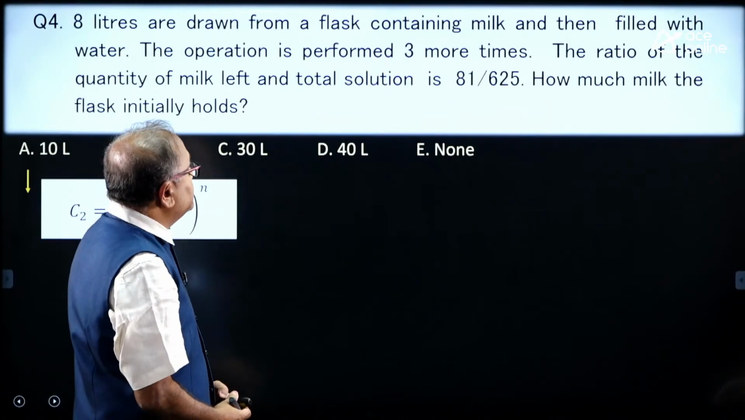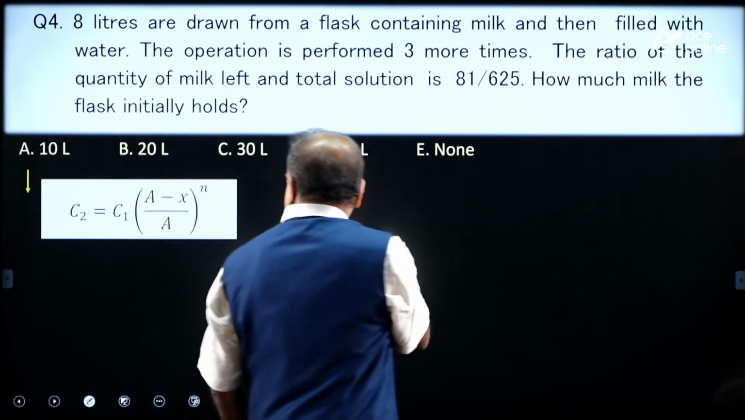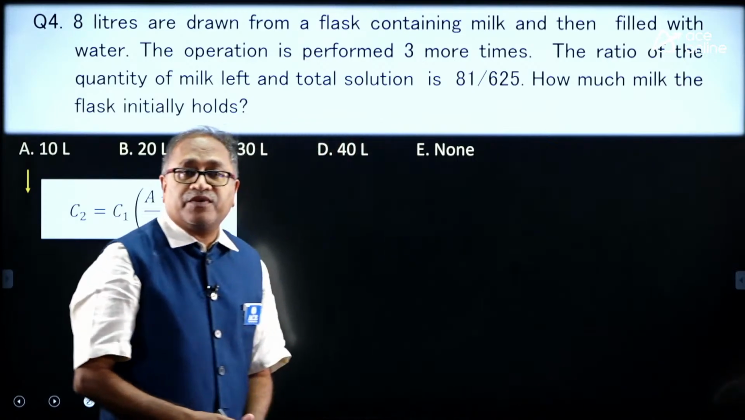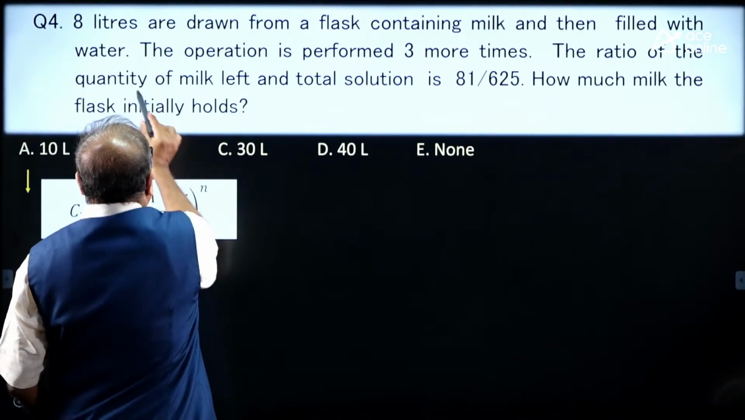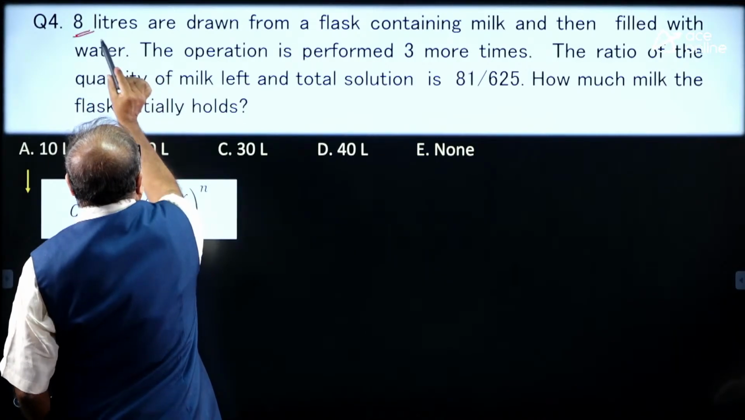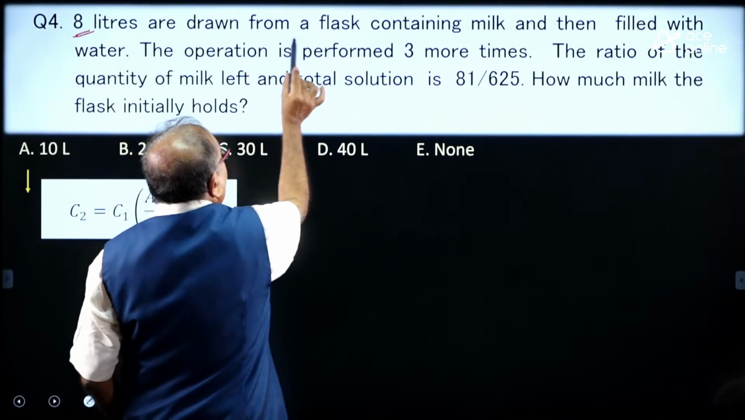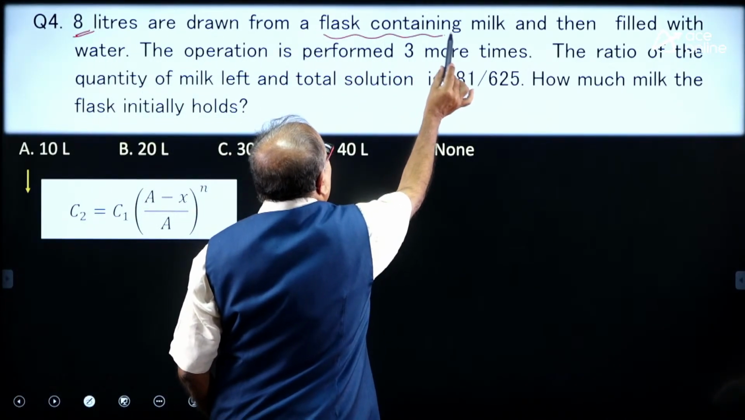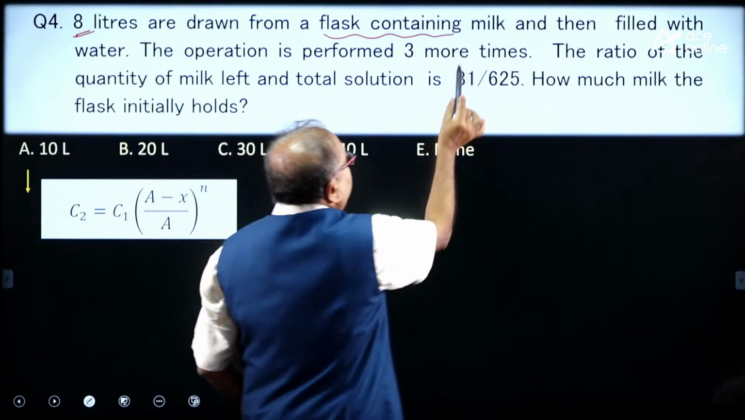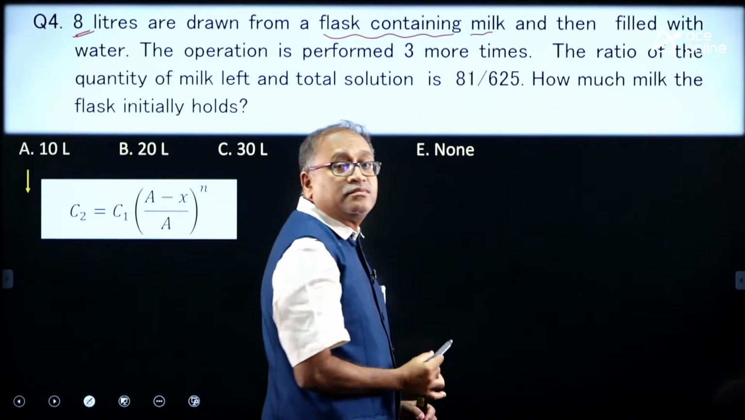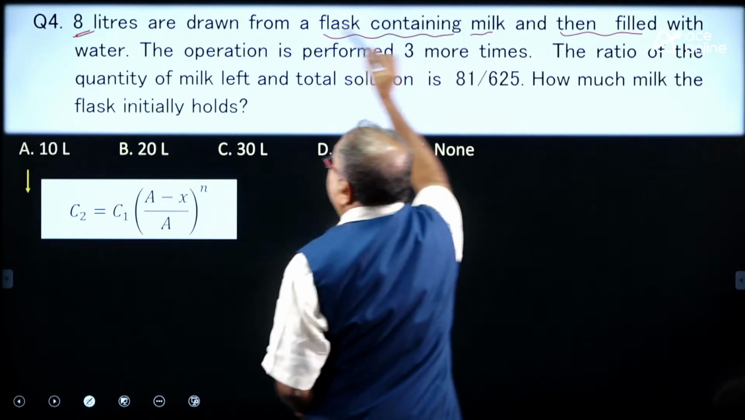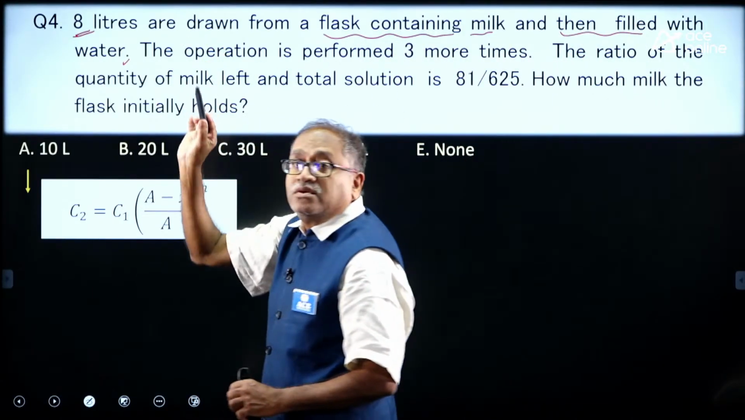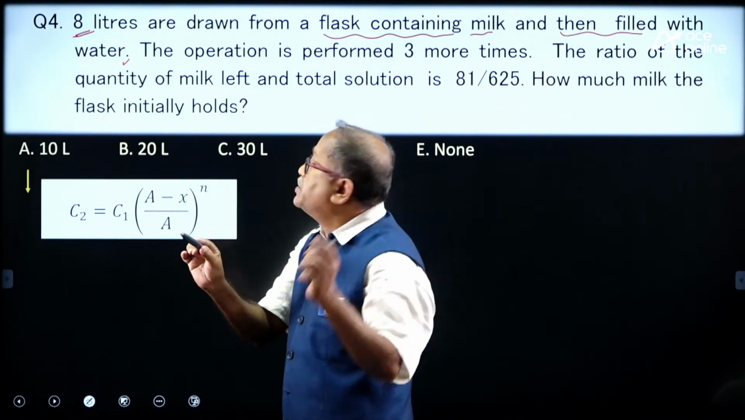And the next question is this. I left the formula as it is for your reference. Now, this is the question. Let me see how many of my friends will work this out. 8 liters are drawn from a flask containing milk, then filled with water. So, 8 liters is replaced.